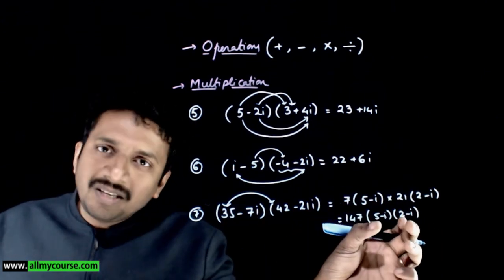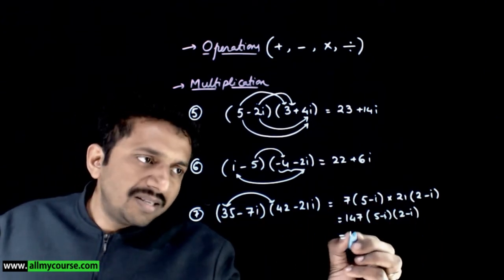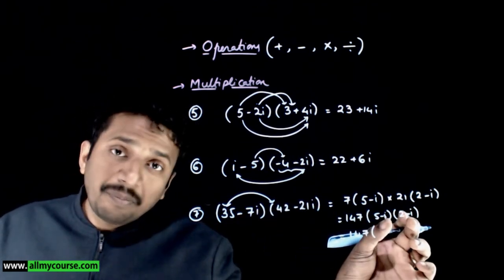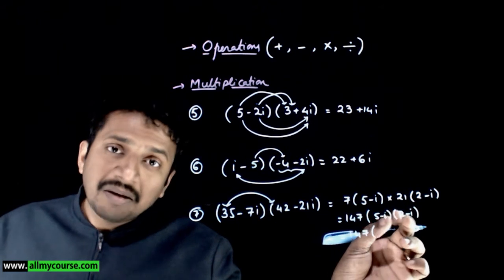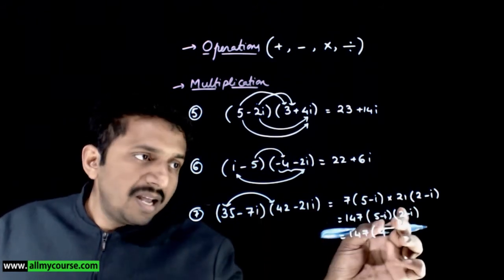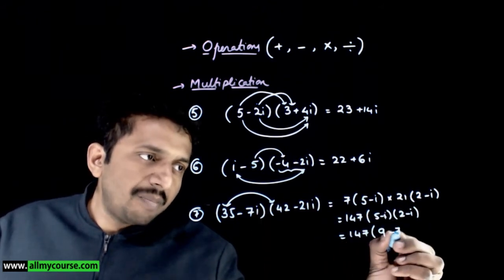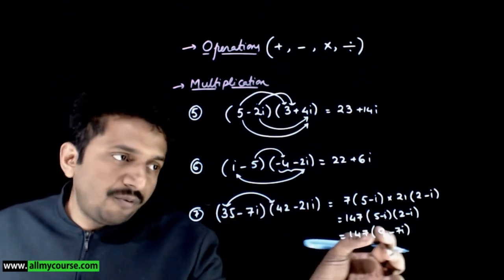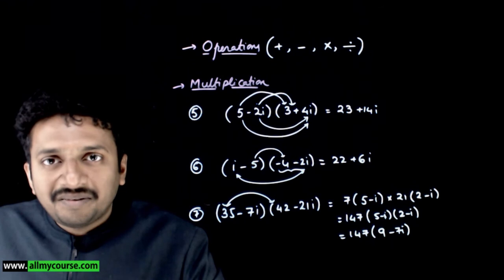So now you can multiply these two very small complex numbers. That is equal to 147 times, so 10 plus i square, that is 10 minus 1 is 9, minus 2i minus 5i is minus 7i. So the multiplication of these two is 147 times 9 minus 7i.